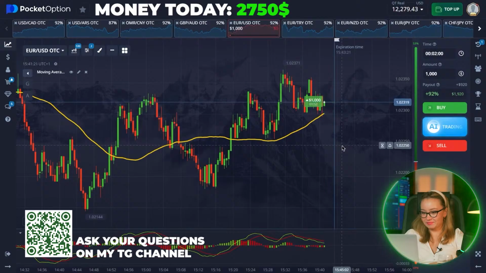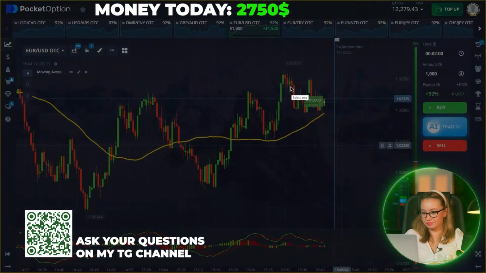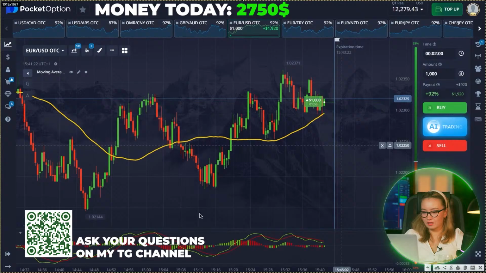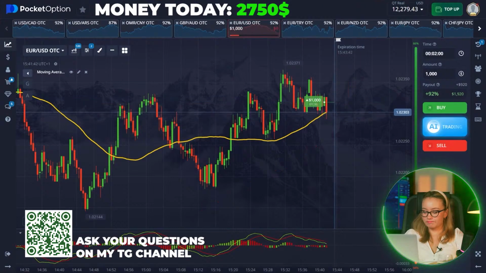Okay, here it is. Because we just touched the moving average, we see an upward momentum and contact with the moving average here. MACD is above 0 on both lines, so we can expect further growth. Well, I don't like this.